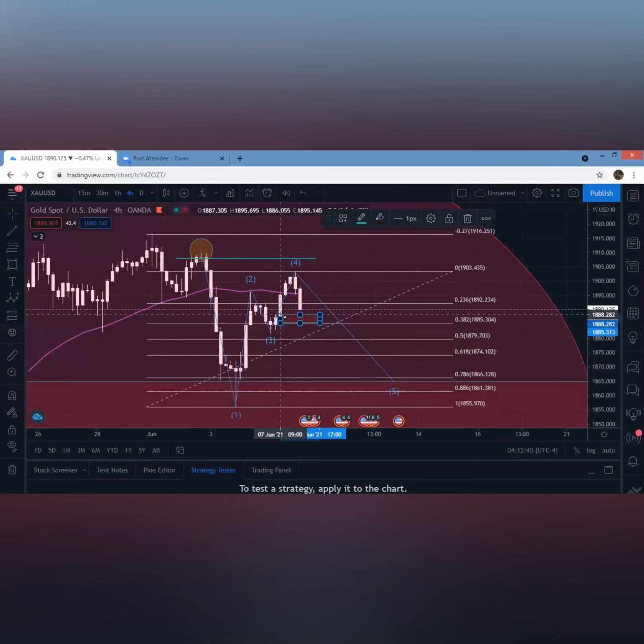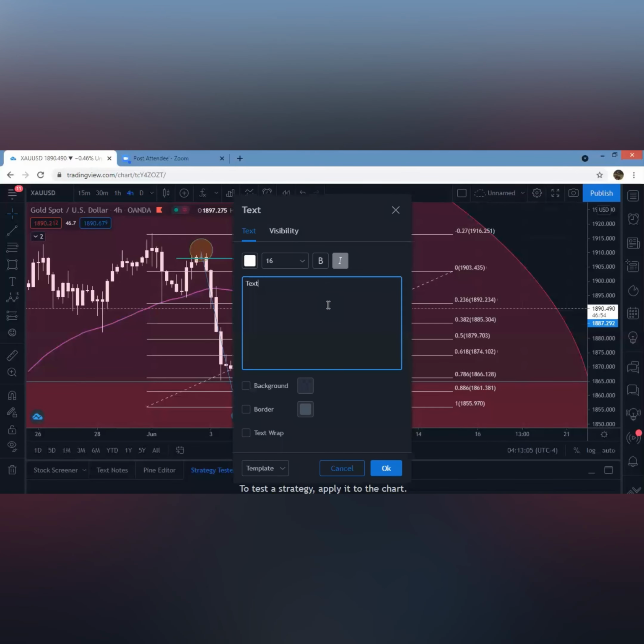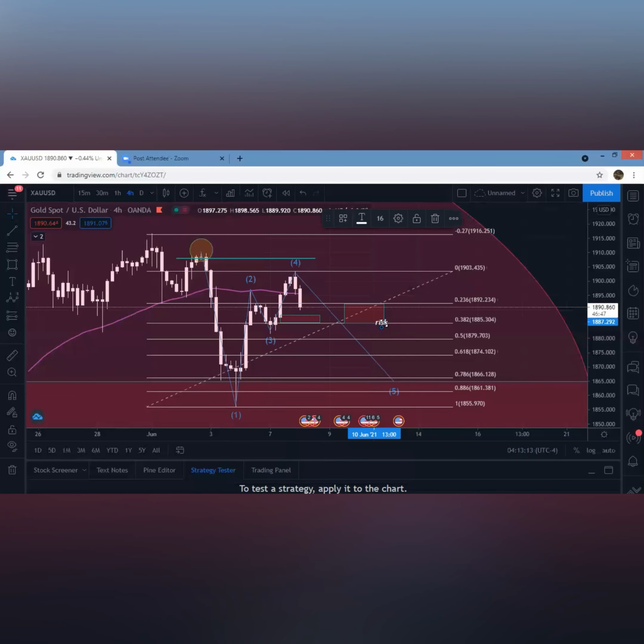Now, sometimes I also like to call this zone between the two, this zone right here between this 23.6 and this 38.2, I also like to call this my risk zone, because this is where you really have to calculate your risk. And this is where it gets a little risky.